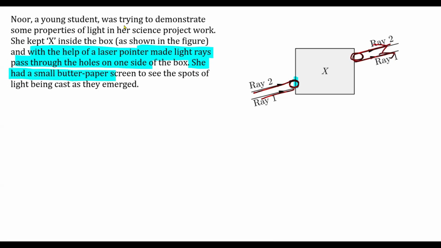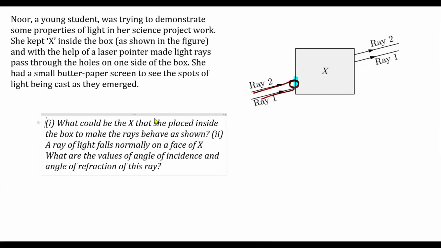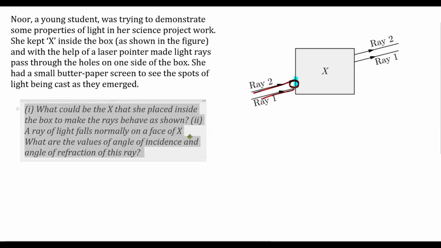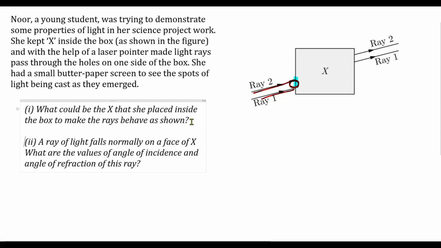She had made a small butter paper screen to see the spot of the light being cast. So she has placed a butter paper on these portions to see the emergent ray. Now check what we have to write as the answer. What is the first question here? I've taken two questions inside.